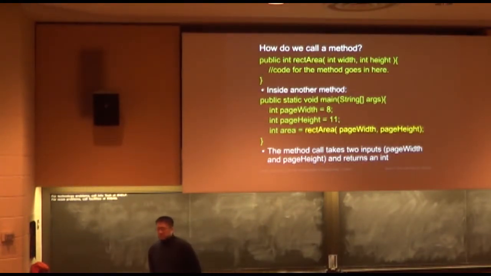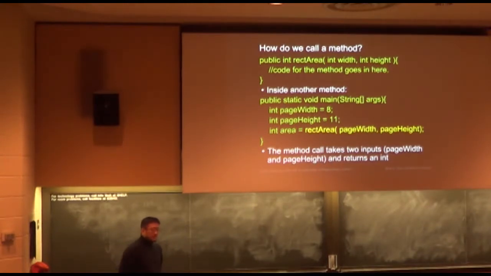Okay, so after we've declared a method, we can call that method inside the main method or inside another method by referring to that method name, in this case, rectArea. And I pass in the data that I want to provide for rectArea's input. So rectArea takes an integer width and an integer height. That means that I need to provide it an integer and an integer inside the parentheses here. So in this case, it takes pageWidth and pageHeight.